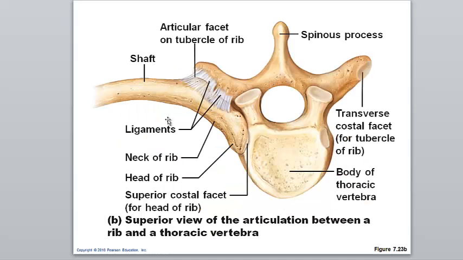Here's another picture, and you can see clearly how they form the joint. So you can see how the head of the rib sits on the facet, one superior and the other one inferior. It curves around.